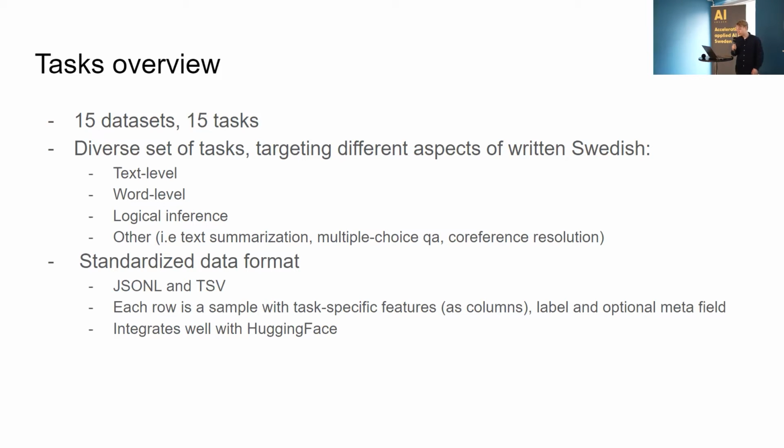And these data sets are released in a standardized data format in JSON lines and TSV, where each row is a sample to train with, and which includes task-specific features in each column. And then you use these task-specific features to predict a label, which is its own separate column. And then we also have an optional meta field, which can include different meta information about the sample. And this sort of structure integrates well with Hugging Face and other deep learning architectures.